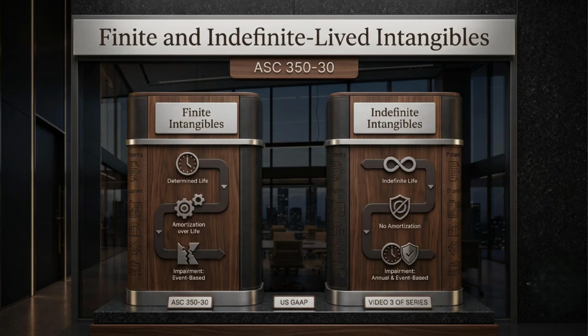The accounting answer here depends on five things: how the asset was recognized, how it was initially measured, whether the useful life is finite or indefinite, whether amortization applies, and how impairment is tested. So, this is not just an asset naming lesson, it is a full accounting treatment lesson.